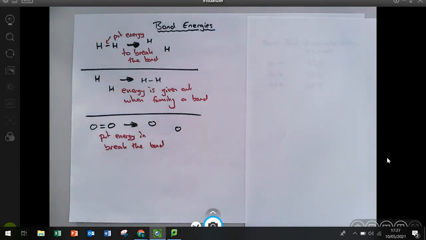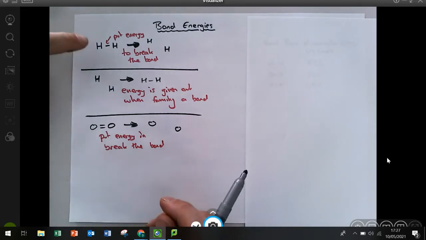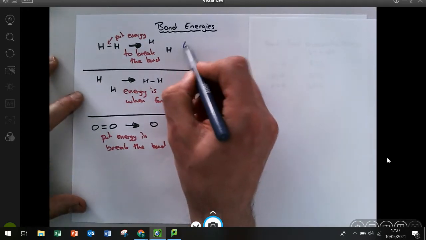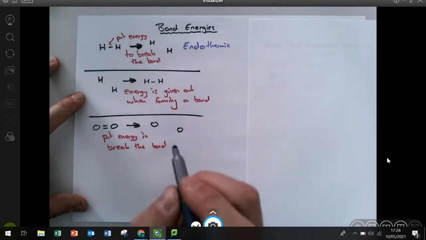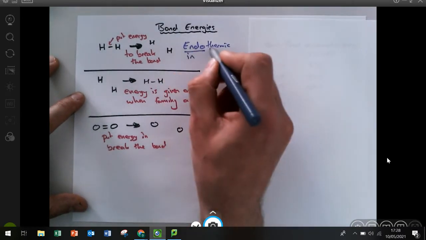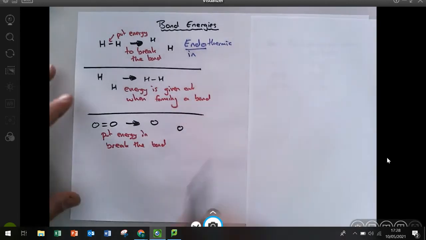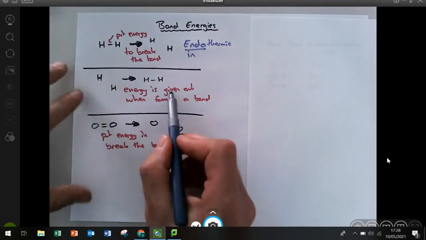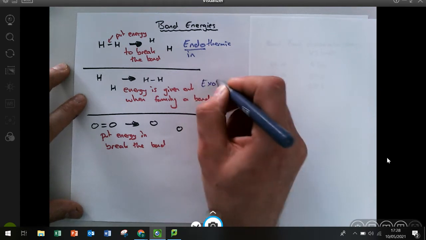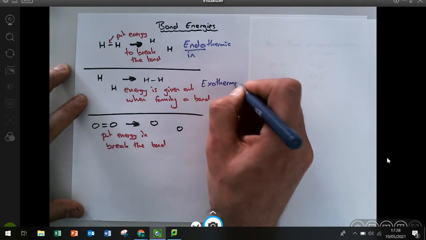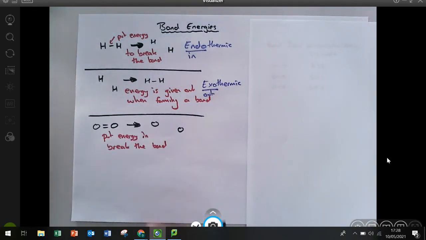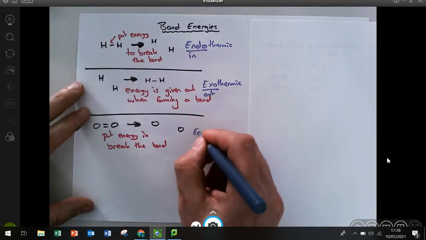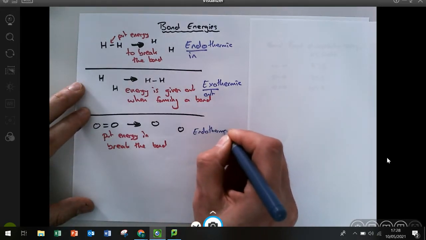You might remember from lessons what words we can use to describe things like this. If we put energy in to break a bond, then it is an endothermic reaction. Endo means in and thermic means heat or energy. Here we're giving out energy, so you should remember that this is an exothermic reaction. Exo means out. We get energy out of this reaction. And here again, we're putting energy in, so it becomes an endothermic reaction.